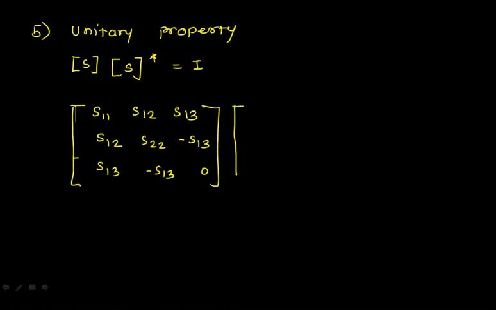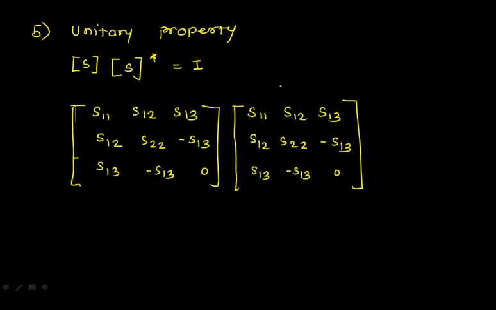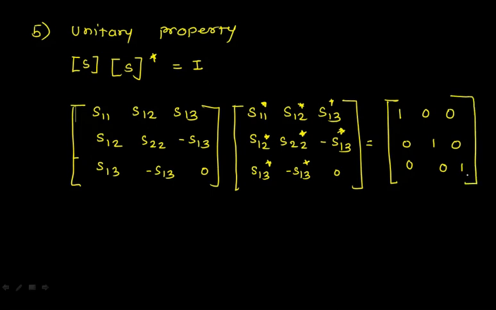So I'll repeat the same matrix and take the complex conjugate. It will become S11, S12, S13, S12, S22, minus S13, S13, minus S13 and a 0. Take the complex conjugate of each and every term over here. So I have taken the complex conjugate and it results in the unitary matrix. The unit matrix of 3 by 3 will be like this: 1 0 0, 0 1 0, 0 0 1. As we have done previously for the other terms, we'll do the same thing for this one.